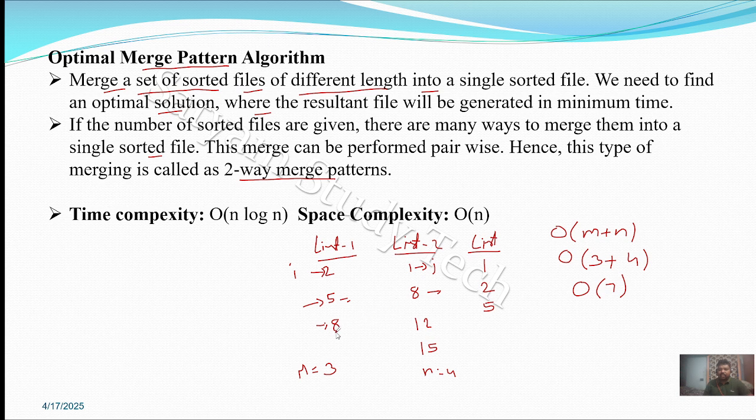For example, here the element is 9, and you compare it with 8. 8 is the minimum, so you store it and increment. Then 9 and 12, so 9 is the minimum. Now there are no elements left in this list, so whatever elements are in the second list, you copy them all here, the 12 and 15. So this is the sorted list. How much time does this take? If you merge these two lists, list 1 and list 2, it is O(m plus n).